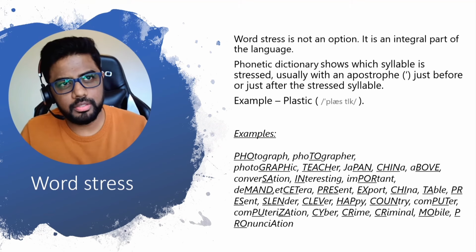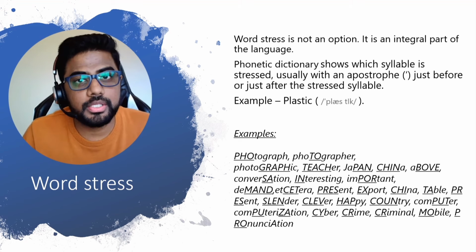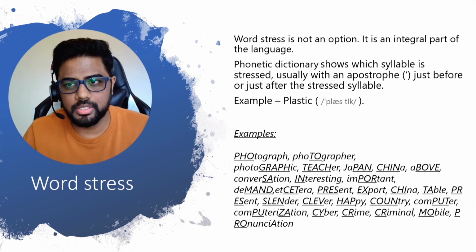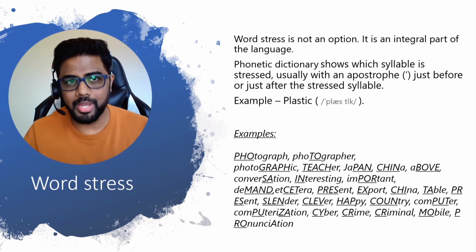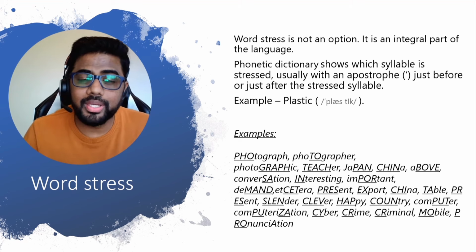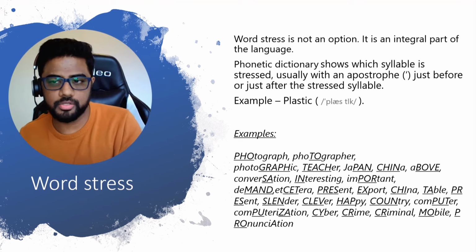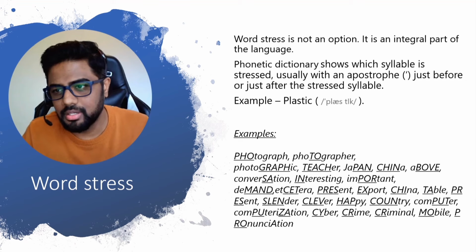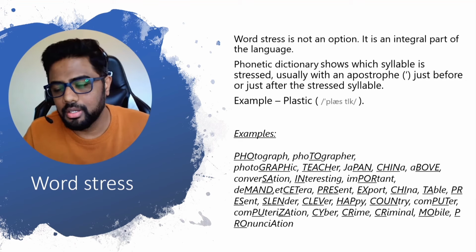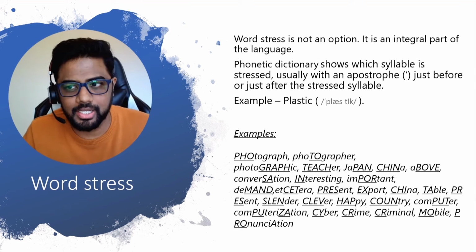Now, apart from the 5 sounds that we just discussed, there is something called word stress. And this is not an option. This basically comes with the dictionary. And the phonetic dictionaries mainly describe how each word should be pronounced and where the word stress lies. For example, in this slide, I talk about plastic, right? The stress is symbolized by the apostrophe next to the P. So the stress is on plastic, per, the sound per, the pataka sound, plastic, right?